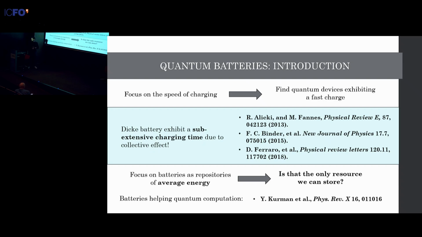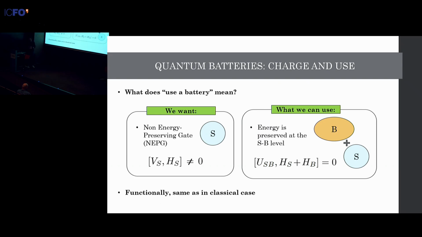So the first question that we want to ask, and that we will answer during this presentation, is: is average energy the only resource that we can store in a quantum battery? And also, from a practical point of view, how can batteries help quantum computation? About this we had already the nice presentation by James. What we will do to tackle this problem is to use an operational definition of a battery that is borrowed from resource theory.